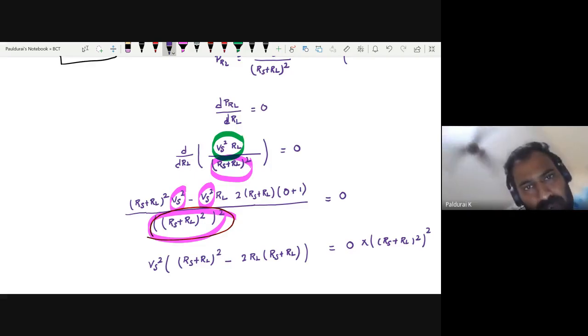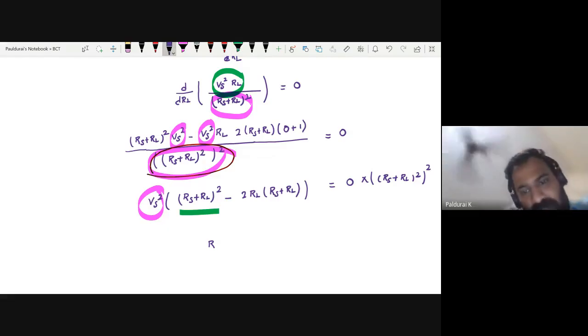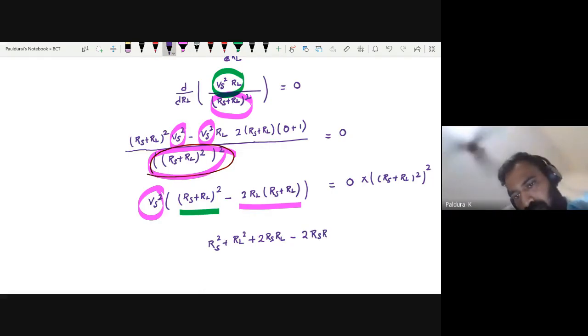Now move this Vs squared also to the right hand side. So what remains? You will end up with the A plus B the whole squared formula that you know: A squared plus B squared plus 2 times AB. And just to expand this one, you will get 2 times Rs RL minus 2 times RL squared equals 0.